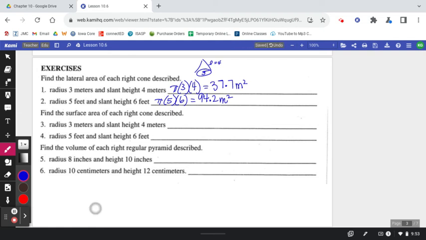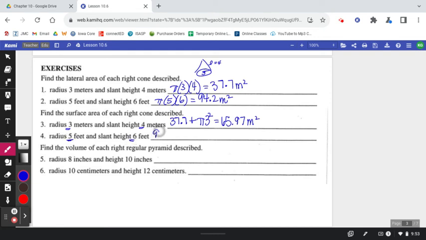Now notice we're using the same cones to do the surface area. So I already know the lateral area, if I have a radius of 3 and a slant height of 4, is 37.7 from number 1. And then I need to add on the base. The base is a circle, and a circle is pi radius squared. 37.7 plus pi 3 squared, 65.97 meters squared.